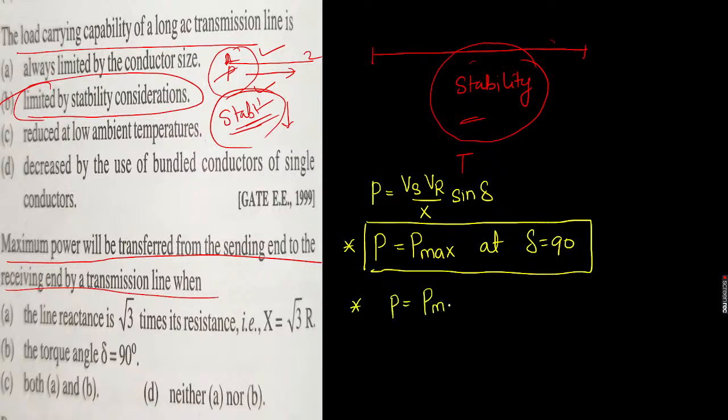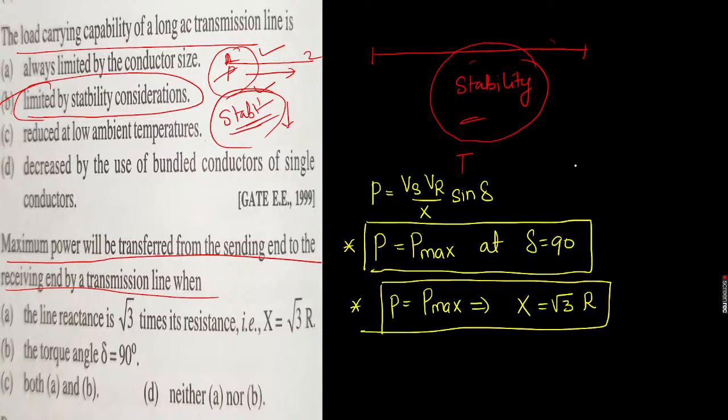If you derive this expression, then you will get one more derivation. This power will achieve its maximum value when the value of reactance becomes root 3 times the resistance. That is the second condition to achieve the maximum power. So there are two things.